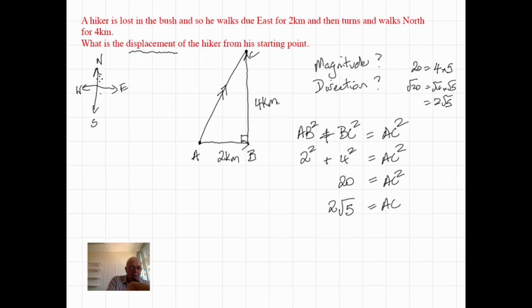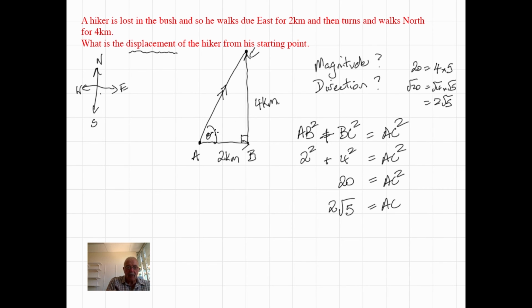So if we were to superimpose the north, south, east, west over A, we know that vector AC will be theta degrees north of east. So this is east going up here, so it'll be theta north. How do we work out theta?